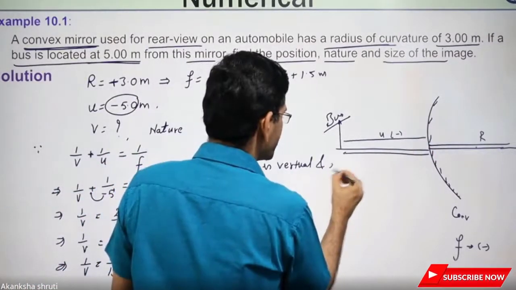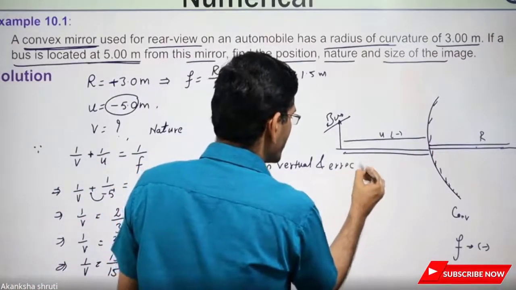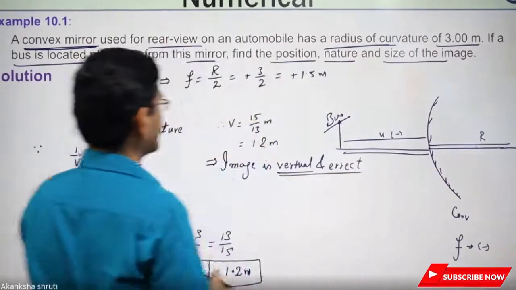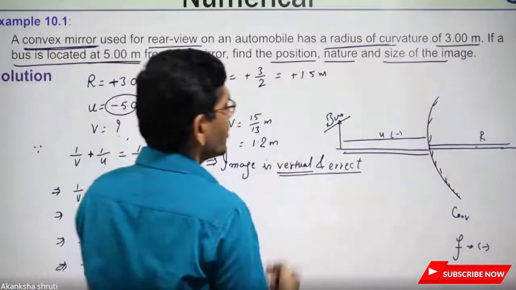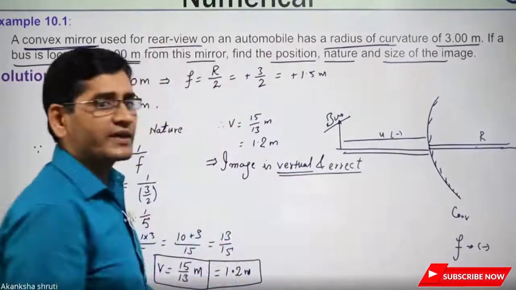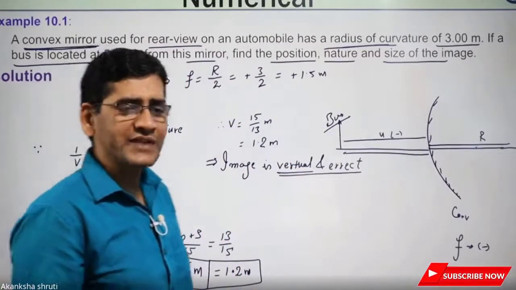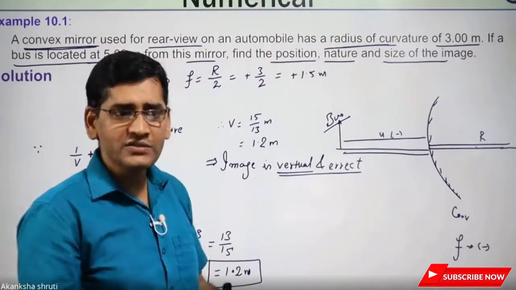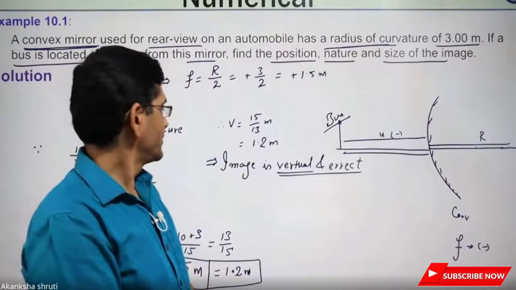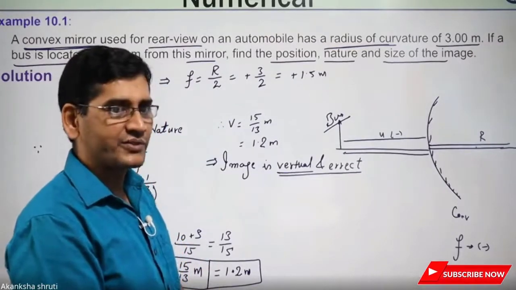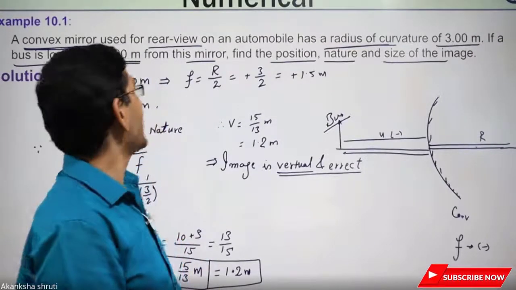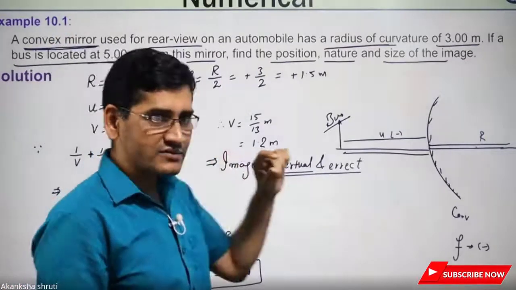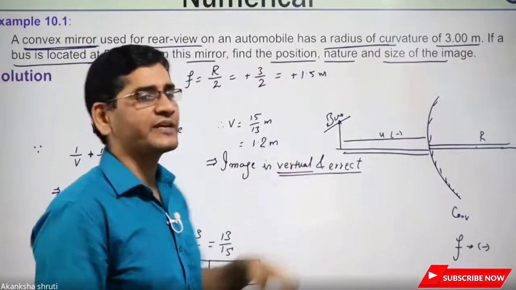So it is erect also. Virtual and erect. This way the nature we have written. What is the size of image? So size you have to tell in terms of magnification. How much the image has magnified, or even if the size of the object is given, then the exact size of the image can also be calculated.